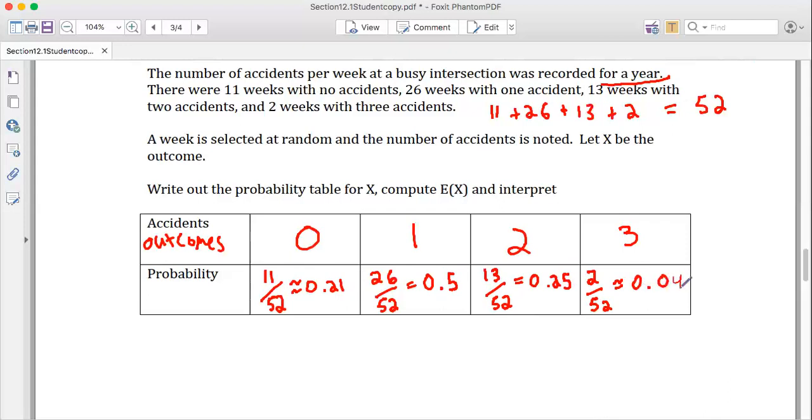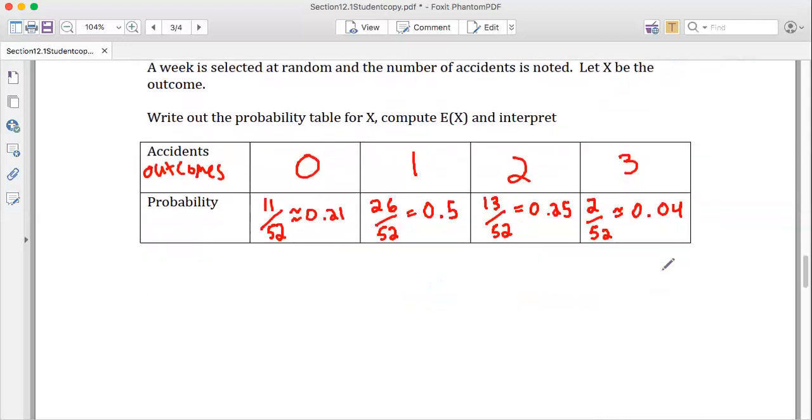Notice too, if I add these all up, it's going to give me 1, like it should. 0.5 plus 0.25 is 0.75, so I need 0.25 more. 0.21 plus 0.04 gives me that extra 0.25. But the decimals are just going to be a little bit easier.